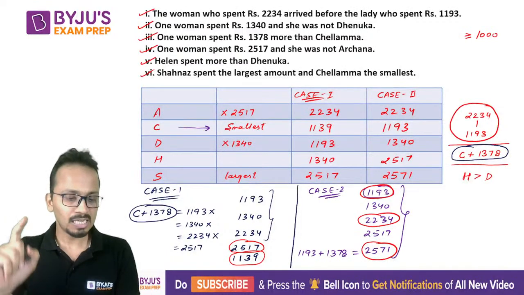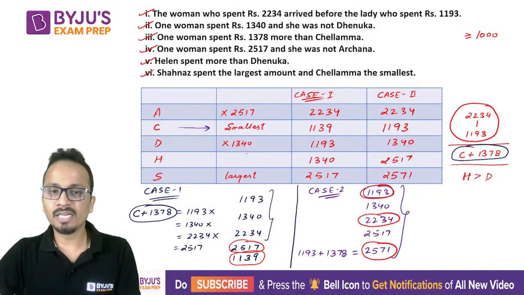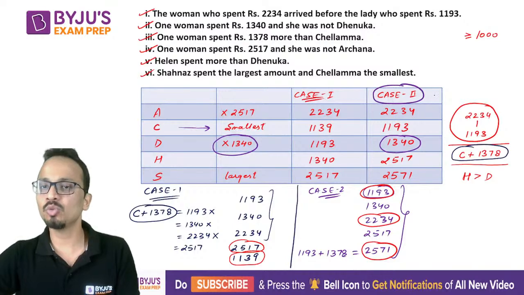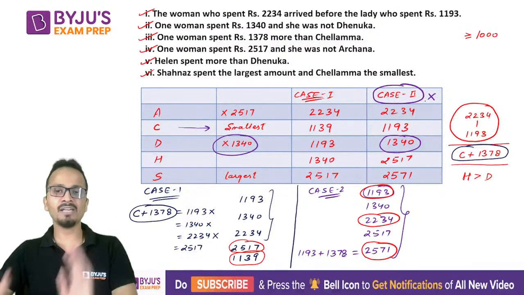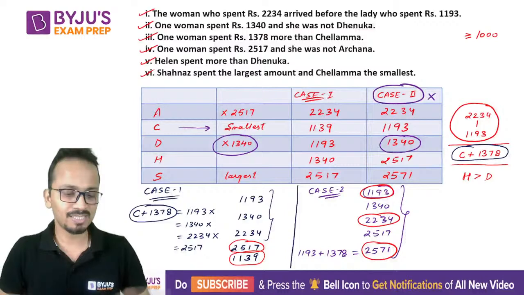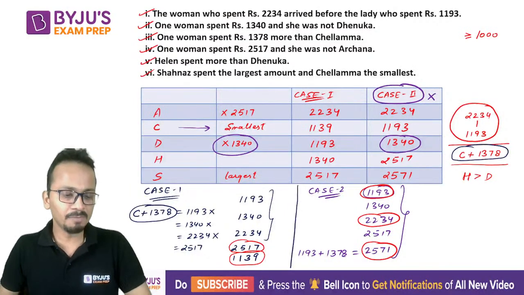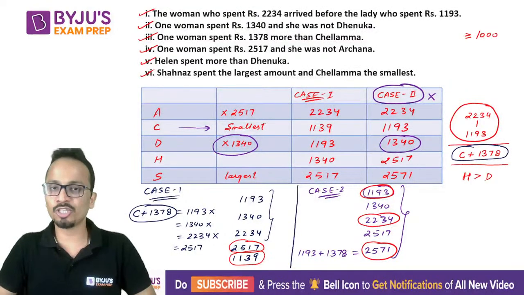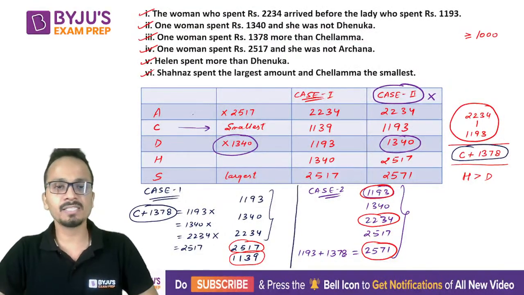But look at D. The condition that we had on D was that 1340 should not come here. So that means case number 2 is invalid and we are left with a unique case. That's all. Okay. Am I clear? So now we have got the answer for this question. We have made this case. A is 2234, C is 1139, and so on.